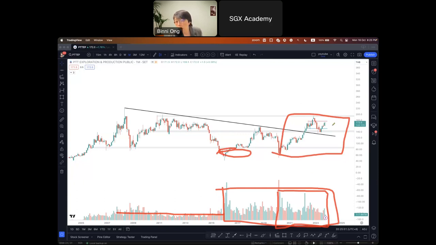So if you ask me which stock among the three is technically looking better, I would think that this stock here, PTTEP, because of the lengthy consolidation and a potential breakout of this lengthy consolidation.